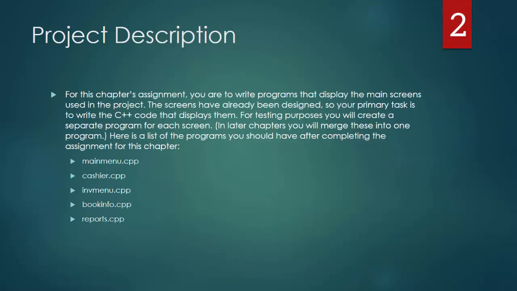This is the description that we are given. For this chapter's assignment, you are to write programs that display the main screens used in the project. The screens have already been designed, so your primary task is to write the C++ code that displays them. For testing purposes, you will create a separate program for each screen, and in later chapters, we will merge these into one program. This is the list of the programs: main menu, cashier, invmenu, which is the inventory menu, bookinfo, and reports.